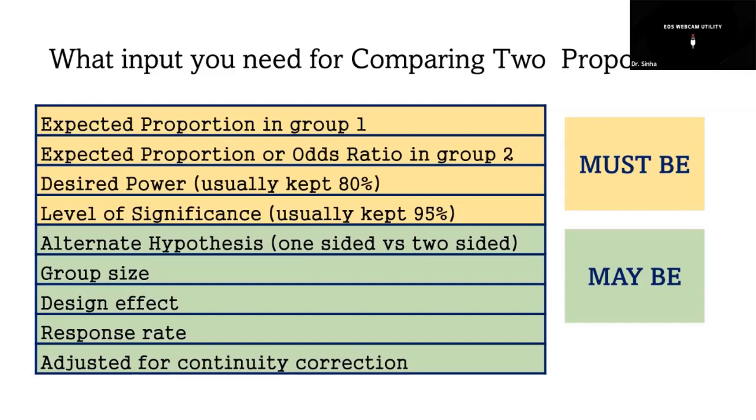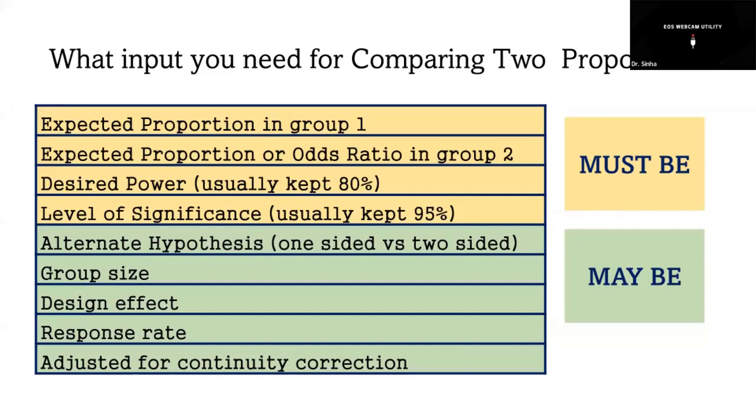The design effect and response rate are the same as we have seen in the one proportion. And then continuity correction we will see, because for a categorical variable we are using the Z distribution.